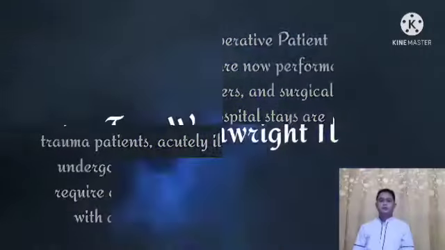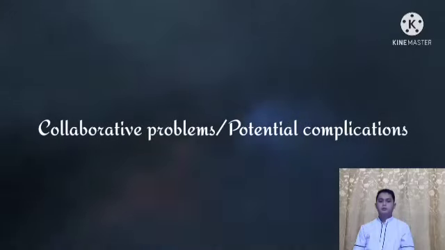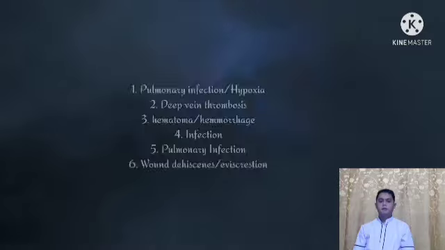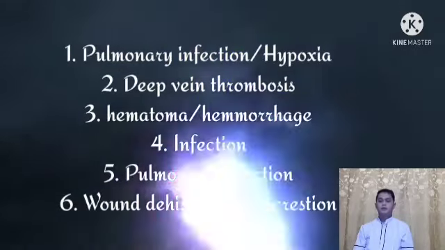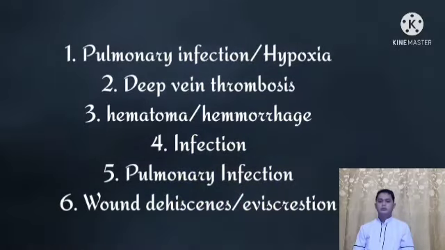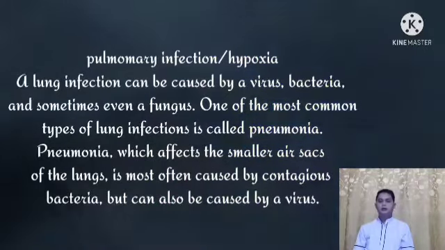Good morning. My report is all about collaborative problems or potential complications. These are the complications: pulmonary infection or hypoxia, deep vein thrombosis, hematoma or hemorrhage, infection, pulmonary embolism, and wound dehiscence or evisceration. First, the pulmonary infection or hypoxia causes changes in our lungs that affect our breathing. As a result, our body cannot get enough oxygen. So, it leads into hypoxia.